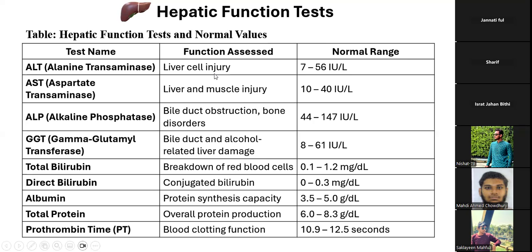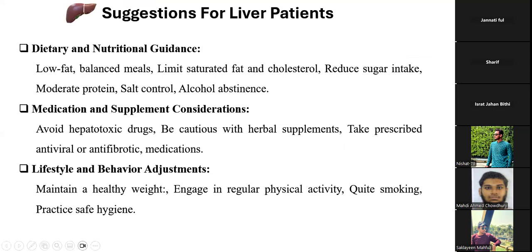Here are the common tests for liver dysfunction. First of all, ALT, which assesses liver cell injury. AST, aspartate transaminase, which indicates liver and muscle injury. And others also: ALP, GGT, total bilirubin, direct bilirubin, albumin, total protein, and prothrombin time.